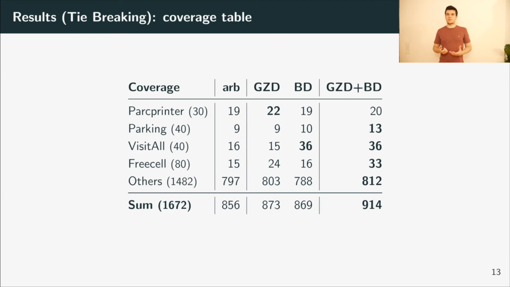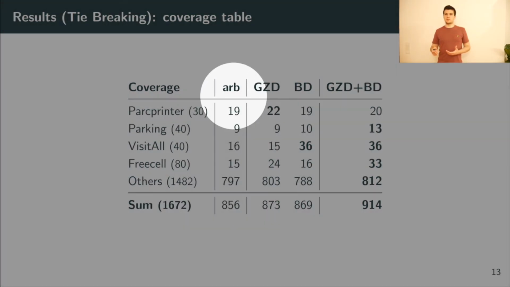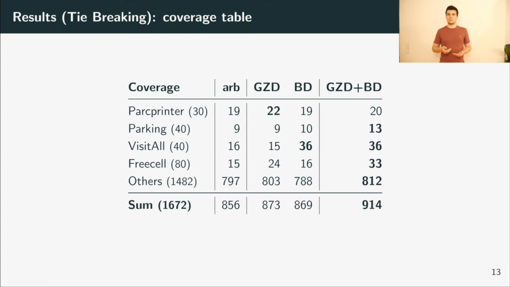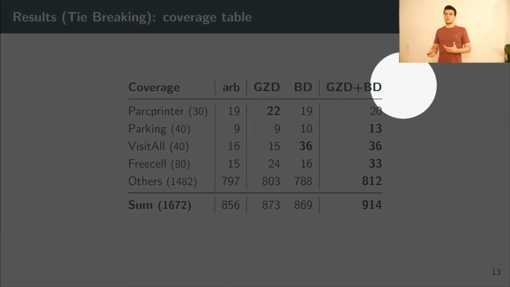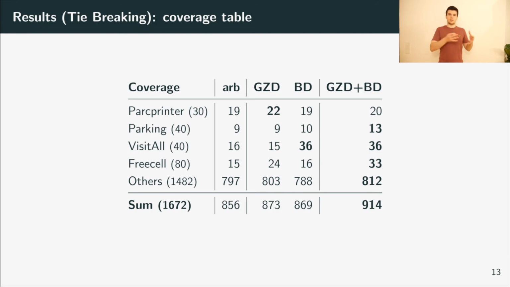So let's have a look at the tie breaking results. Arbitrary stands for the initial configuration, so without any tie breaking. GZD and BD are the two techniques I've shown you before, and goal zone detection plus border detection basically means we try to apply goal zone detection. If it does not work, try border detection.